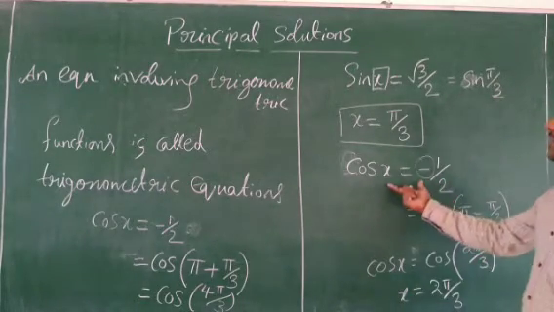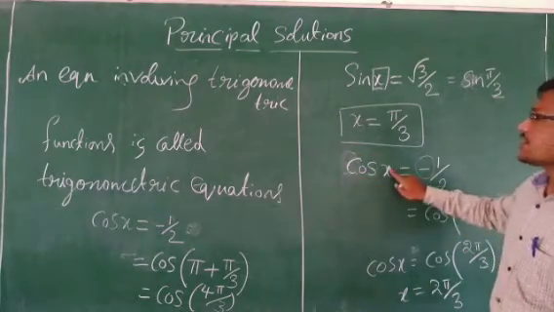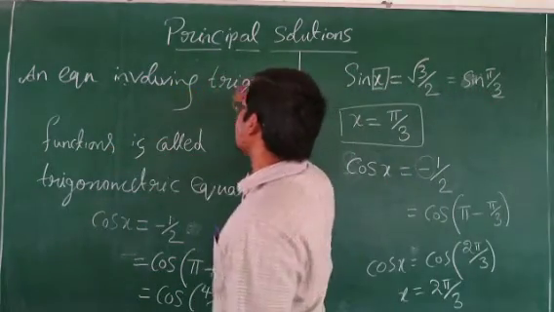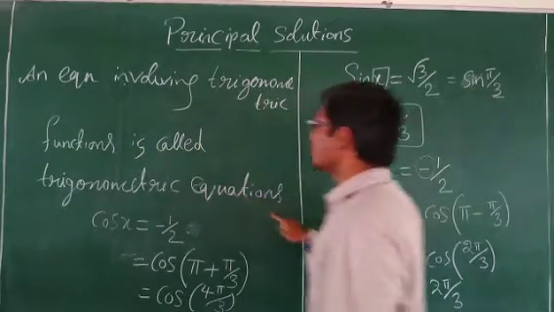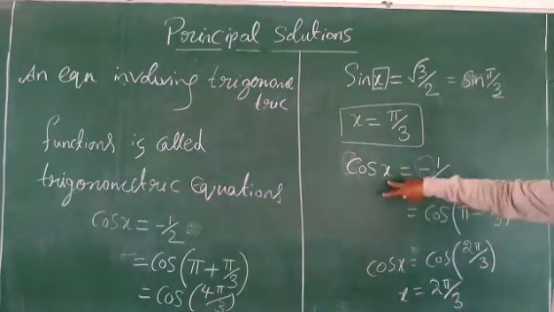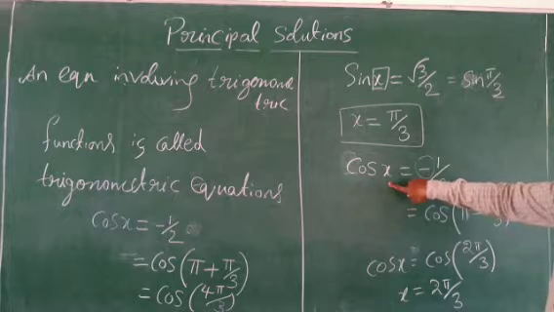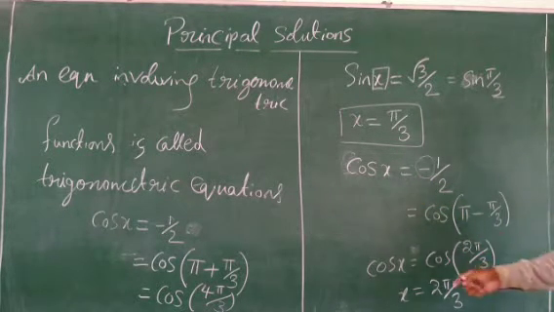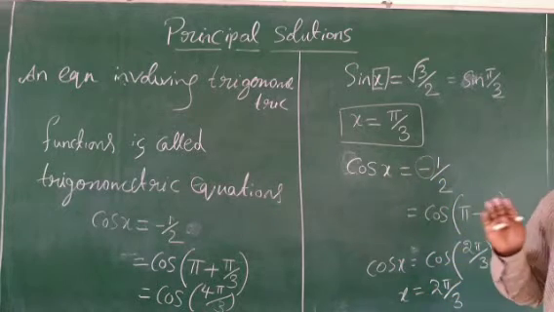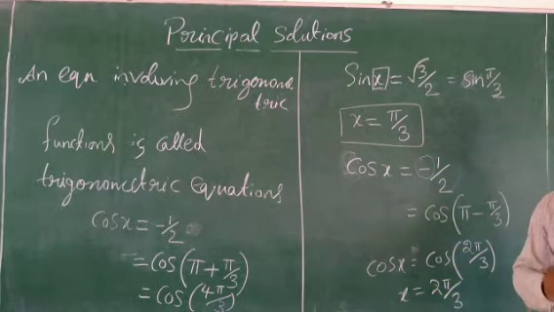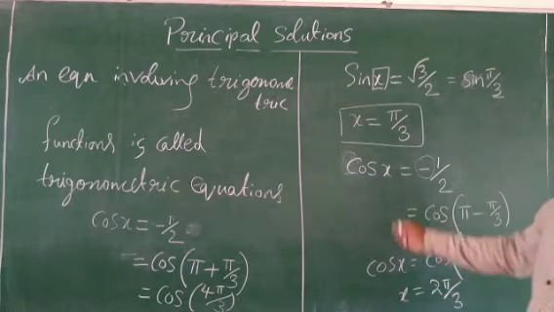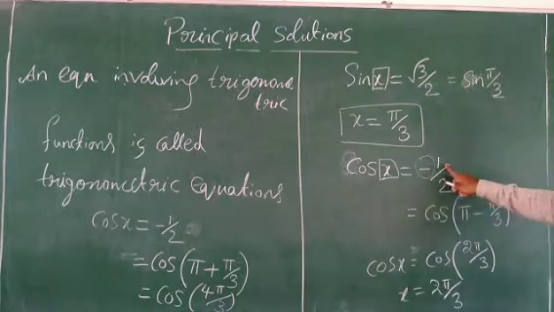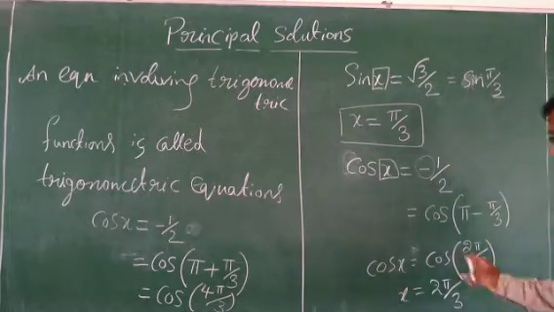Given this is a trigonometric equation because cos x is a trigonometric function. If the equation involves a trigonometric function, that is a trigonometric equation. So this is a trigonometric equation. By now I think you have understood, when we are finding the solution, we are finding the angle. We are finding the angle for which you get this value.